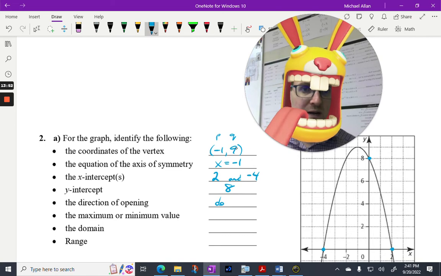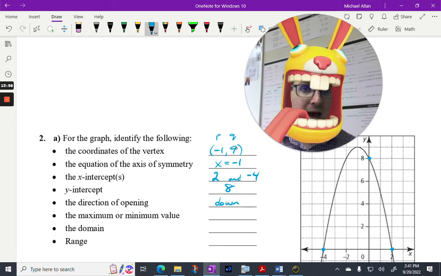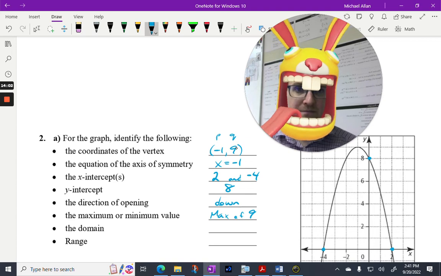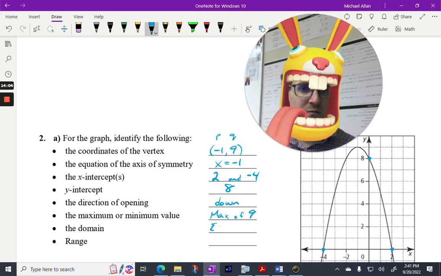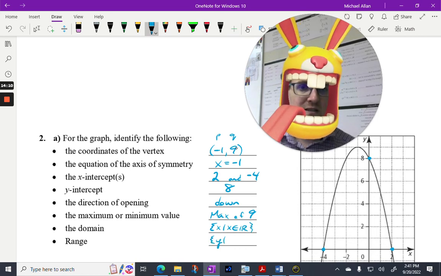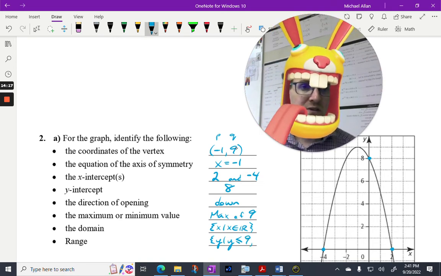It's opening downwards, obviously. You can actually see it. It's just going down. This is a max point. It's at the top of my graph of 9, so that's at the very top. My domain, always x ∈ R. So I'm just going to write that down here. My range, because it's the max, will be the top of the graph and everything less than whatever the top value is. Which is the same as my max statement, essentially.